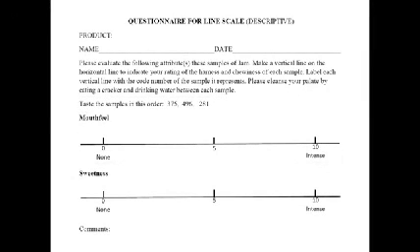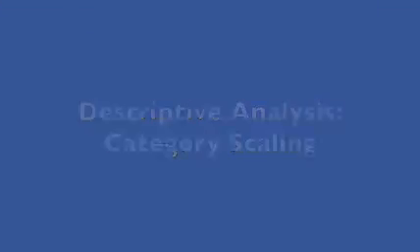The panelists can indicate their score by marking a vertical line anywhere along the line scale where it reflects their evaluation of the sample. The markings on the line scale can then be measured and translated into numbers for statistical analysis.